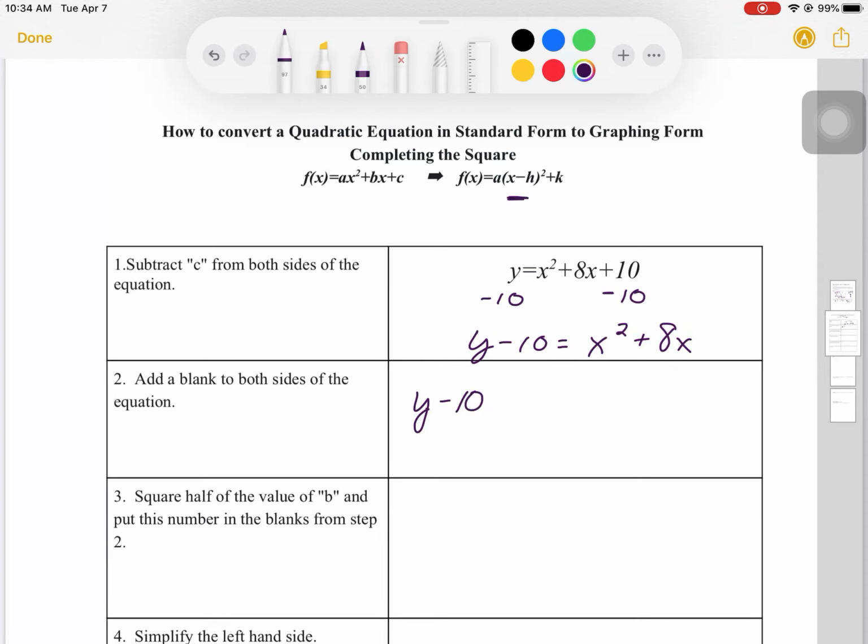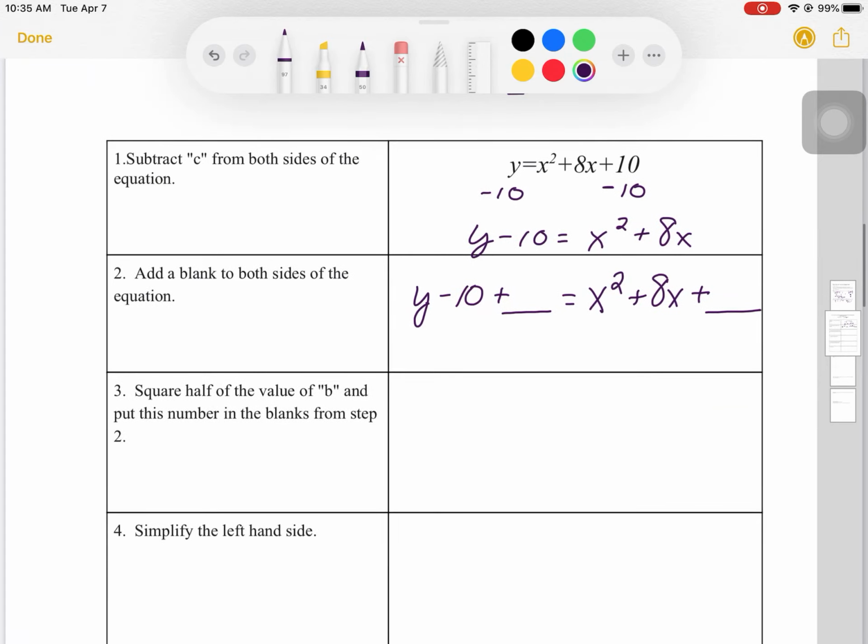So we have on the left-hand side y minus 10, and we're going to say plus a blank equals, and then we're going to have x squared plus 8x plus blank. And our goal now is to figure out what goes into each of those blank spots. The process highlighted in this third step is what is going to go into those two blanks. It tells me to square half of the value of b in the original equation. B in the original equation is 8. So I'm going to take half of 8 and I'm going to square it.